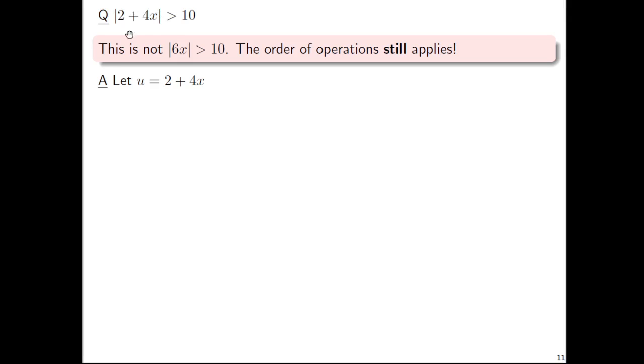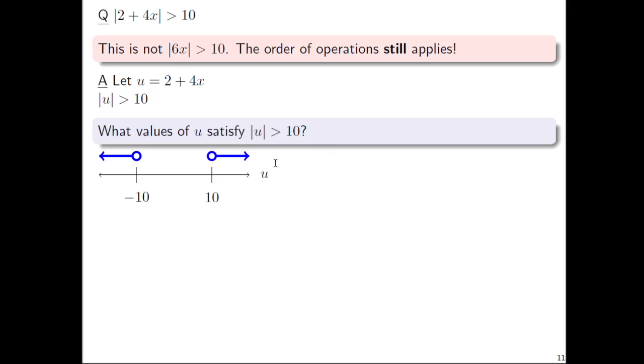So take a look at what's up at the top. If you were to replace 2 plus 4x with a u, then you would end up with absolute value of u is greater than 10. So by choosing the new variable to be all the contents inside the absolute value, we're now left with a much nicer problem, which is absolute value of just a single variable and nothing else inside the absolute value, and then that's greater than 10.